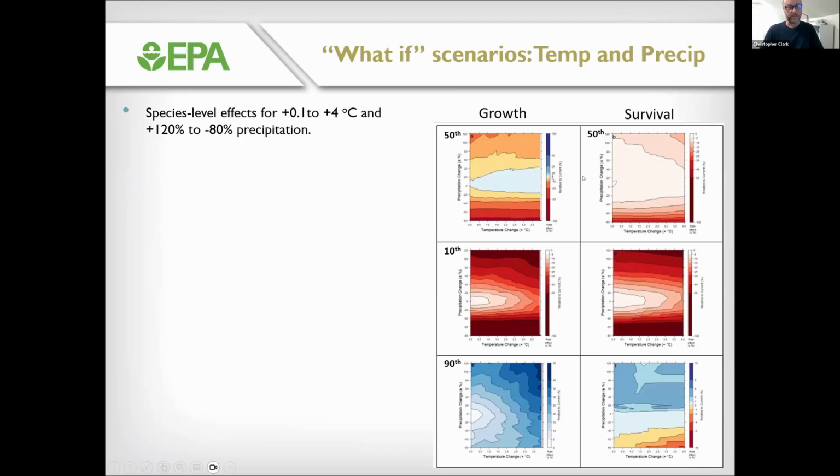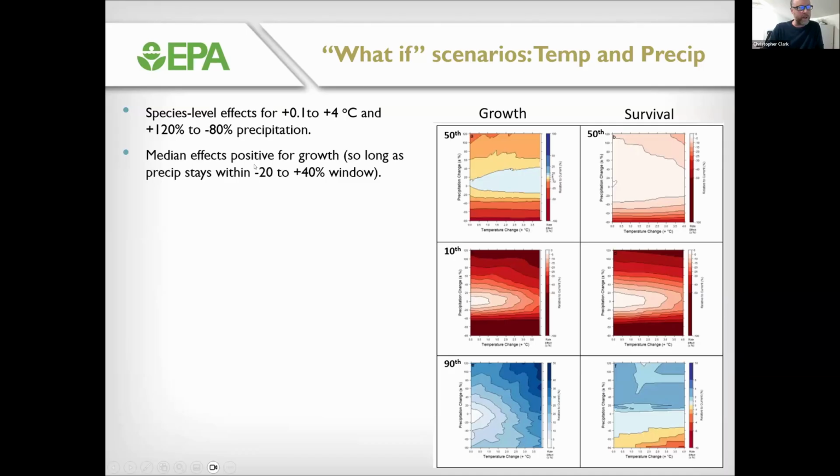And here now we're looking at the median across species. This is not across space anymore. This is just counting each species once. The 10th percentile represents the more negatively responding species, or the less positively responding species. And then the 90th percentile represents the more positively responding species. So you can learn a lot from these what-if scenarios.